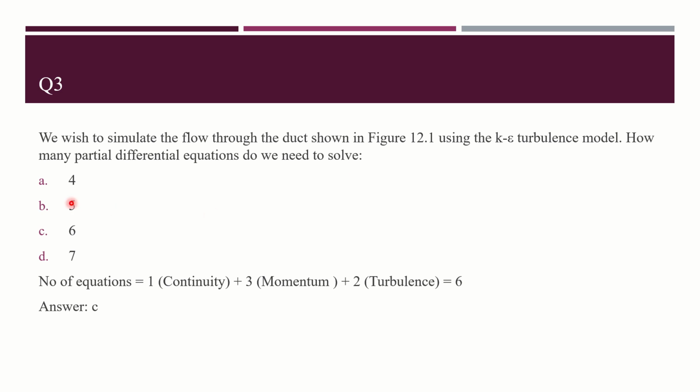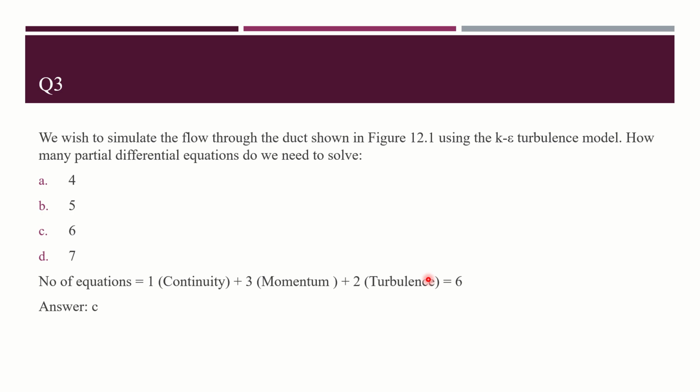So now let us look at the options. Option A is 4, option B 5, option C 6, option D 7. As we have discussed, the number of equations that we need to solve is one continuity equation, three momentum conservation equations, and two turbulence equations. On the whole, we have 6 equations. So the answer to this problem is option C, that is 6.